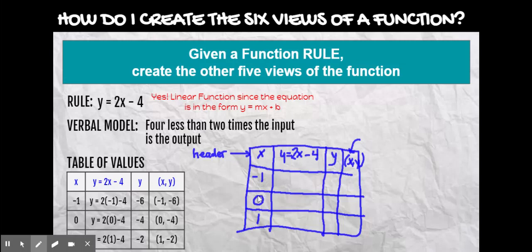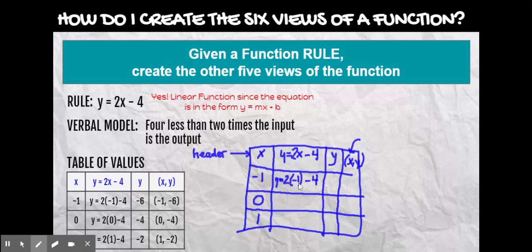Your second value will always be a 0, and your third value will always be a positive value. I just happen to stick with 1. And I'll change that for some of the other ones so you can see how that works. So to process -1 through my machine, I have to substitute the x value into my x location in the equation. So y will stay y because I don't know what the output is yet, but I have to follow this rule: 2 times the input minus 4.